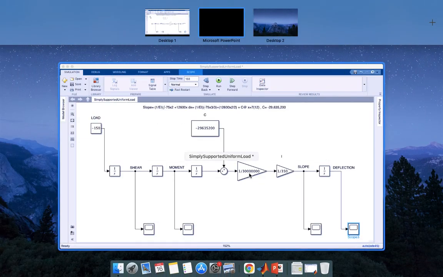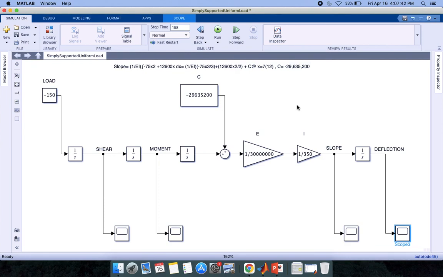So now we can move to Simulink. The first thing done is inputted 168 into the stop sign. This represents the length of the beam. So 14 feet times 12 will give me 168 inches. So to start off with, we have the equation of the load, the y equals mx plus b equation of the load. We integrate that to get shear.